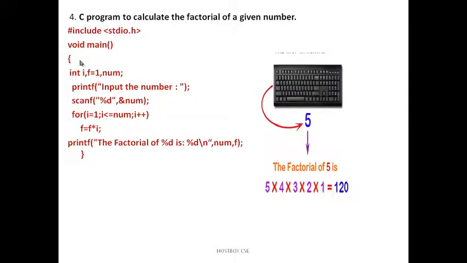So we are writing the program with void main, where int i, f is equal to 1, I am initializing, and num. Input the number. Whatever number we give, it will generate the factorial value for that number.